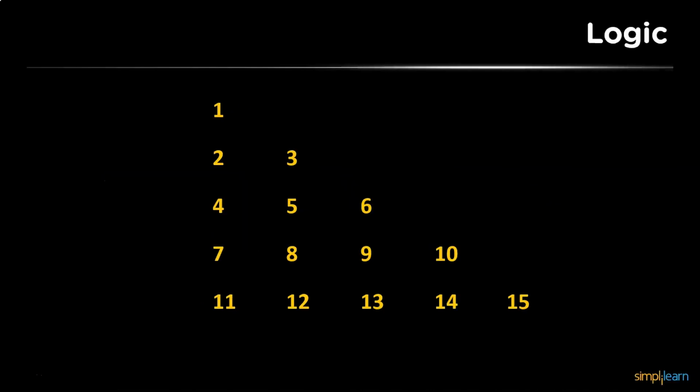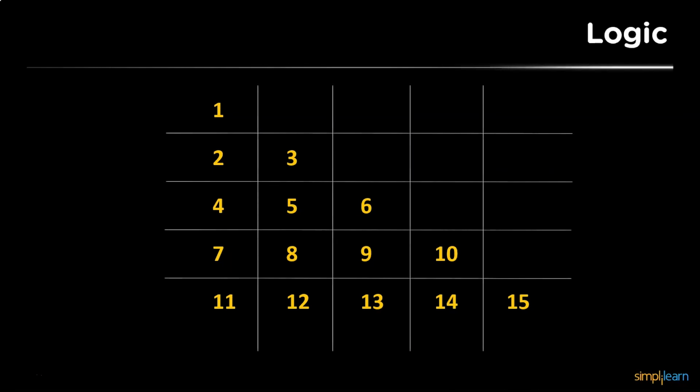So similar to the previous one, we will consider this in the form of a matrix, and we will print the numbers only where we require them, that is to form a right angle triangle. Where we don't need the numbers, we will try to print a space there. Now let us check out the program and execute it and print this pattern.